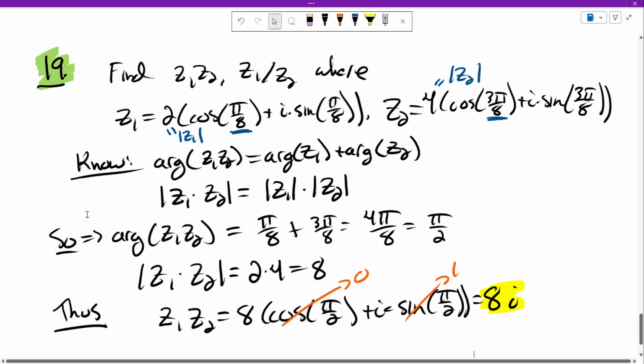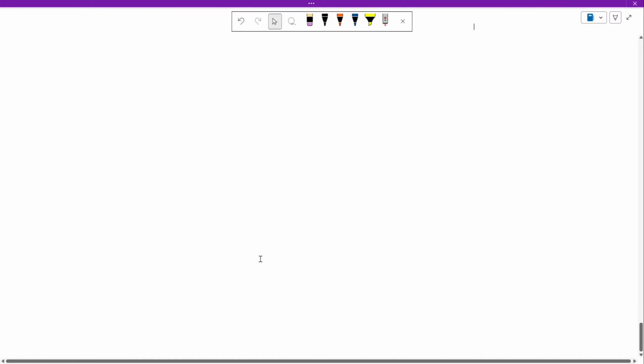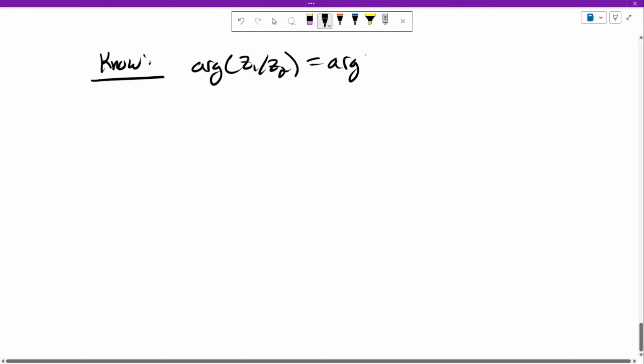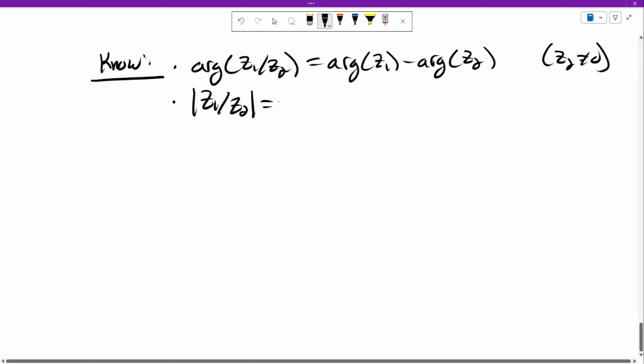All right, so that was the product. Now let's do the same thing but for the quotient. So what do we know about quotienting? We know that the argument of a quotient is the difference in arguments. Of course, this is for z2 not 0. And we also know that the modulus of a quotient is the quotient of the individual moduli.